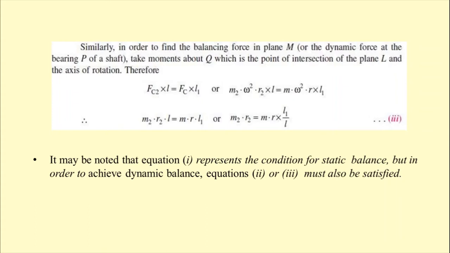Similarly, in order to find the balancing force on the plane M, in the same way we get m2 r2 equal to m r into L1 by L. That is equation number 3. Very important thing to note is that equation 1 represents the condition for static balance, but in order to achieve dynamic balance, equation 2 or 3 must also be satisfied. So static balancing and dynamic balancing, how they are done, is shown in these three equations.